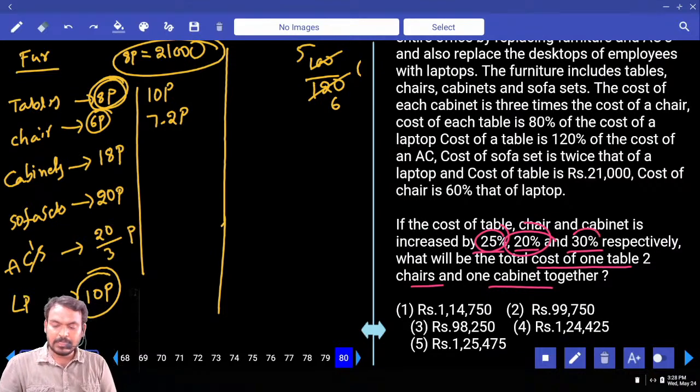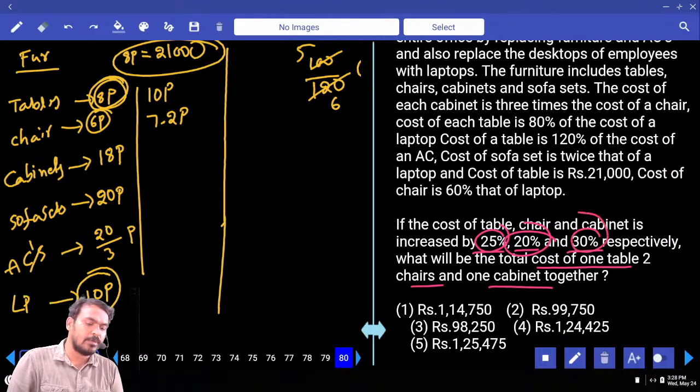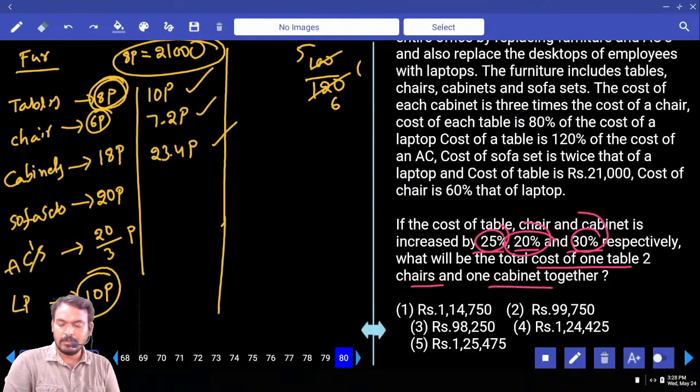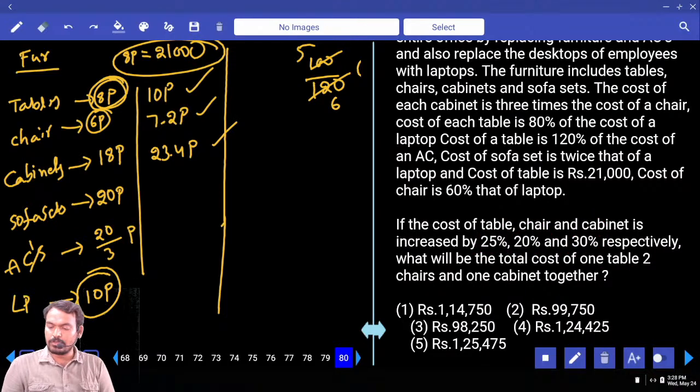Next, cabinet is increased by 30%. What is the each cabinet? 18 parts. 30% means 5.4. 18 plus 5.4, 23.4 parts. What is the each table value? 10 parts. Each chair 7.2. What is the each cabinet? 23.4. But here question, one table plus two chairs.